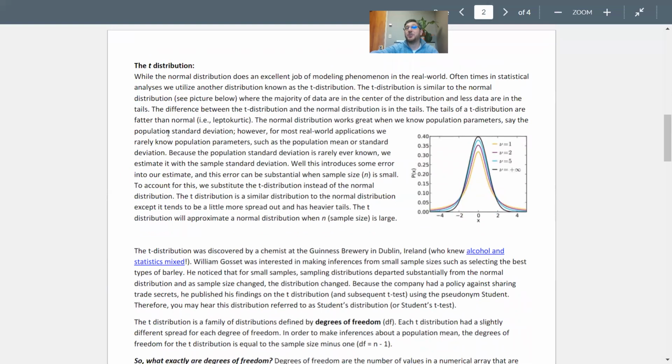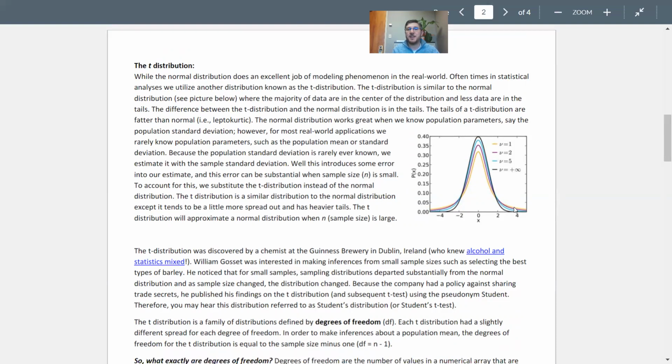We also need to talk a little bit about the t-distribution. The t-distribution is just like the normal distribution. It's a bell-shaped curve, as you can see in this diagram, where most of the values occur in the center and fewer values occur at the tails. The difference between it and the normal distribution is that the t-distribution has fatter tails. There's more occurring in the tails of the distribution.